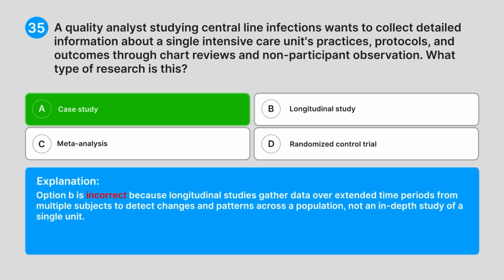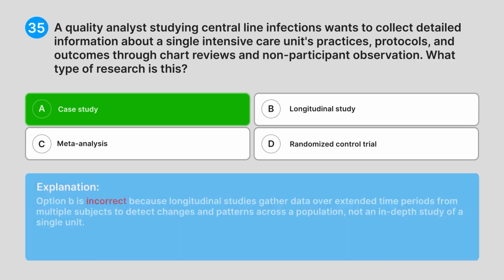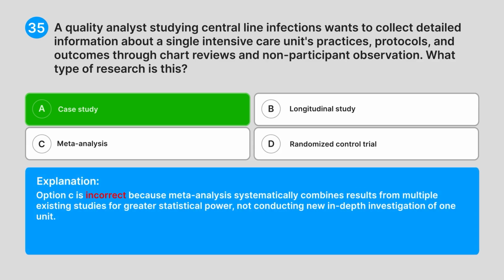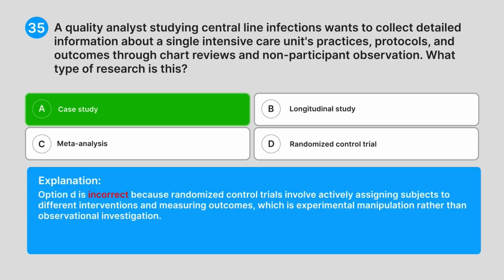Option B is incorrect because longitudinal studies gather data over extended time periods from multiple subjects to detect changes and patterns across a population, not an in-depth study of a single unit. Option C is incorrect because meta-analysis systematically combines results from multiple existing studies for greater statistical power, not conducting new in-depth investigation of one unit. Option D is incorrect because randomized control trials involve actively assigning subjects to different interventions and measuring outcomes, which is experimental manipulation rather than observational investigation.